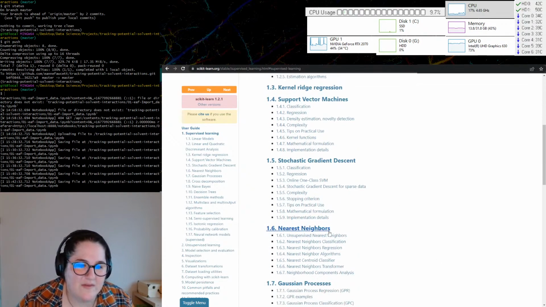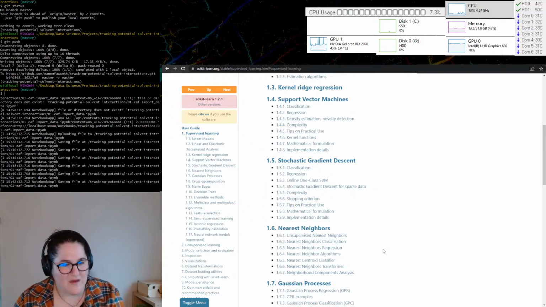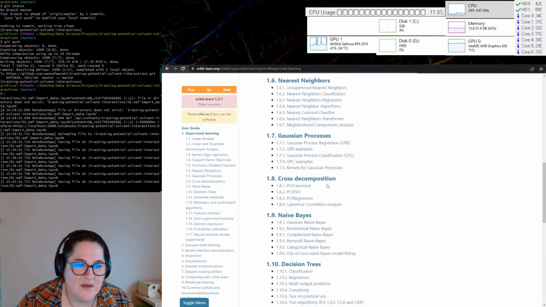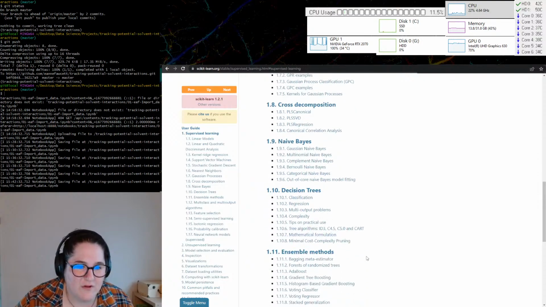Then there's this thing called nearest neighbors, which I'm not really terribly interested in. I am interested in using the Gaussian processes. There's cross decomposition. This is probably going to be really helpful in figuring out which features are being used and which ones aren't. Then there's decision trees, which we've talked a little bit about.